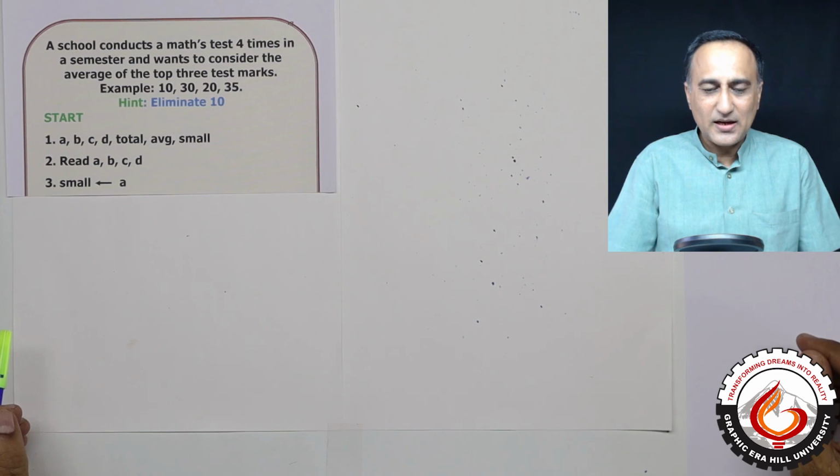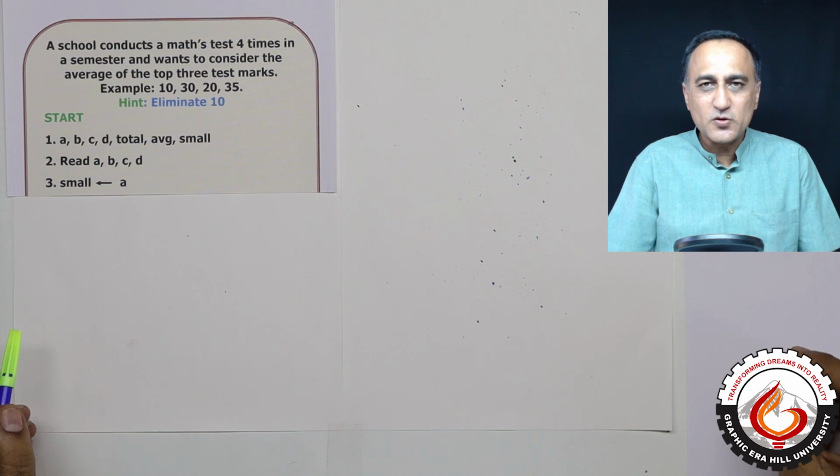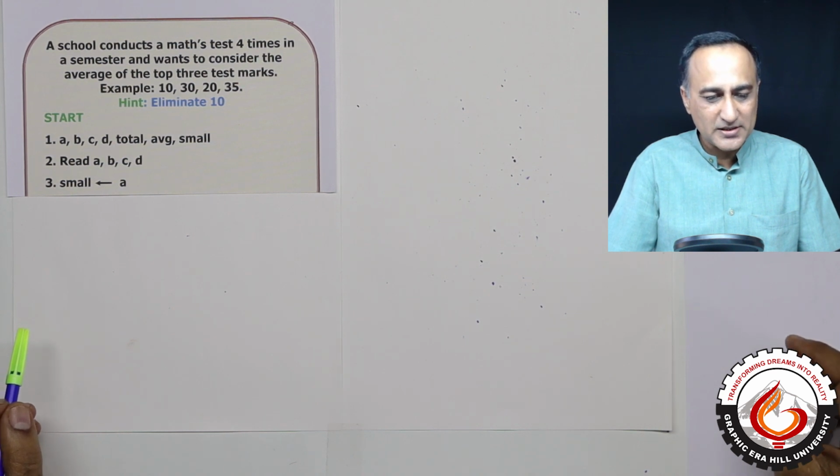In this algorithm, the problem is quite simple. It says a school conducts a maths test 4 times in a semester, and in order to give benefit to a student, it wants to consider the best 3 out of 4 and get the average and submit it to the board exams.